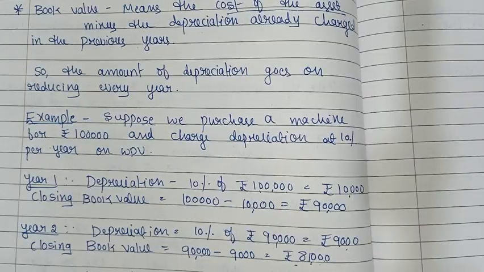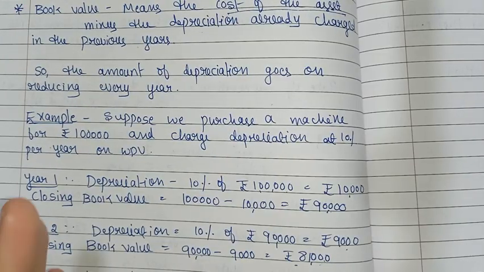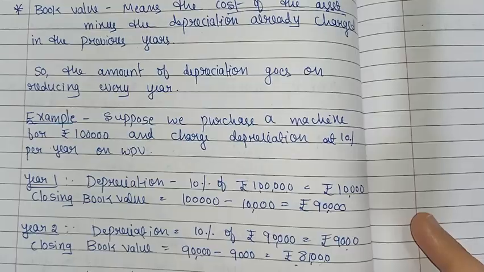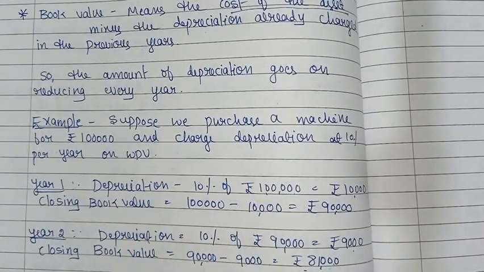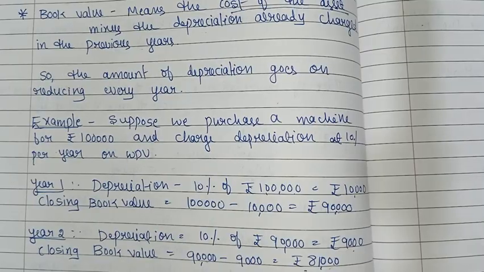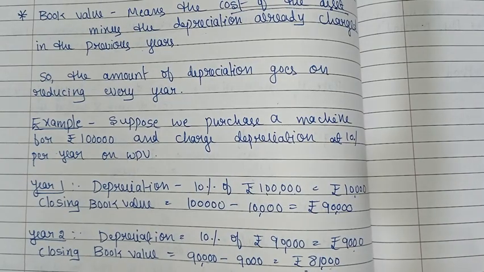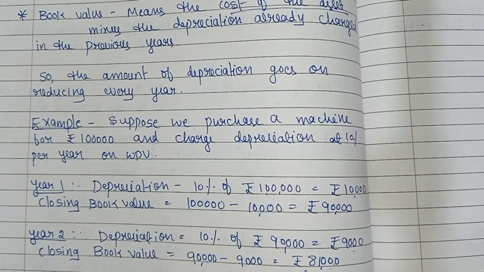I hope this concept is clear to you all. The first one is the straight line method, and the second one is the written down value method. In the straight line method, depreciation will be the same over the useful life of the asset, but under the written down value method, the amount of depreciation goes on reducing every year.